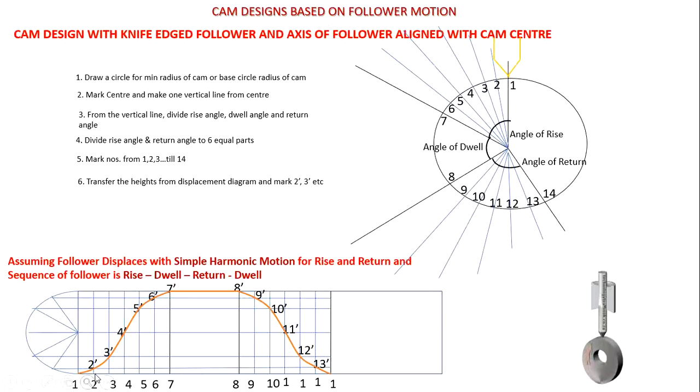Now the next step is, we have to transfer the heights from the displacement diagram to mark 2 dash, 3 dash, etc. If I measure 2 to 2 dash with a compass and transfer the height over here, that will give 2 dash. Similarly measure 3 to 3 dash and transfer the height here. Similarly measure 4 to 4 dash and transfer the height like this. These arcs represent the heights measured from the displacement diagram. 2 dash means this is 2 and this will be 2 dash. For all the points we have to transfer the heights from the displacement diagram. In the same fashion for return also, 8 dash, 9 dash, 10 dash up to 13 dash. Now the next step is, we have to join all the points by freehand like this.